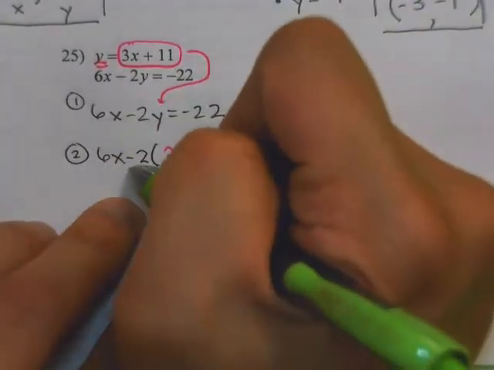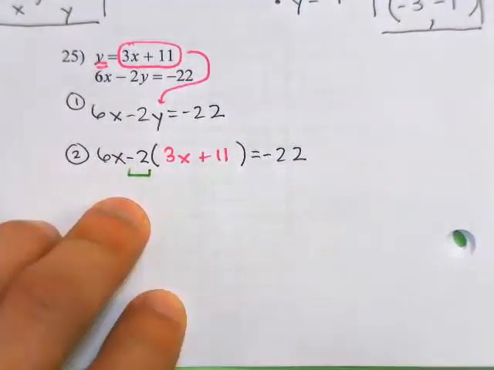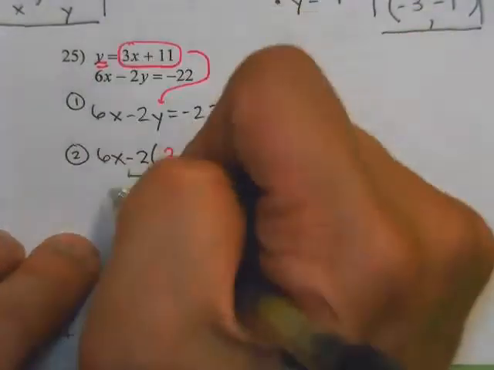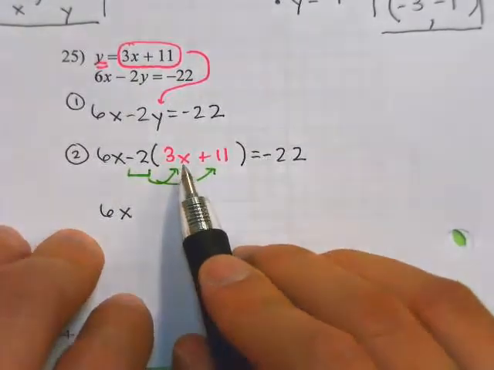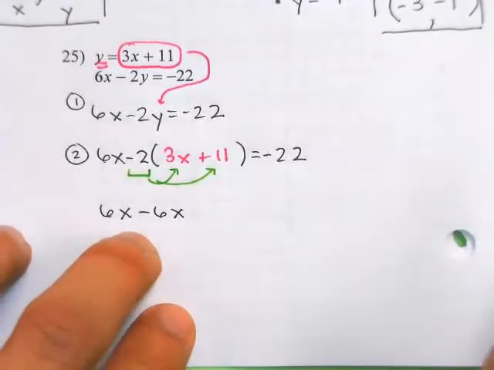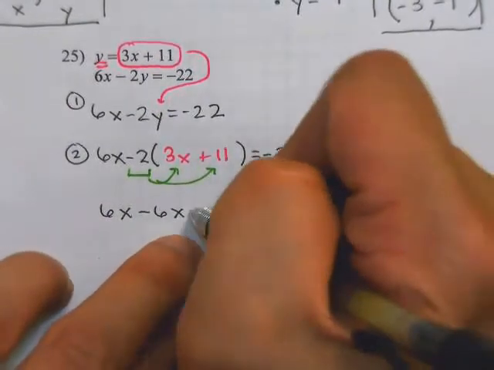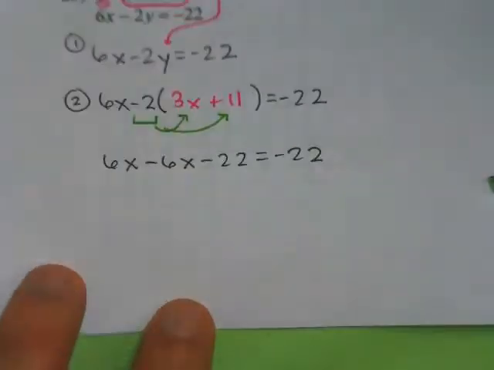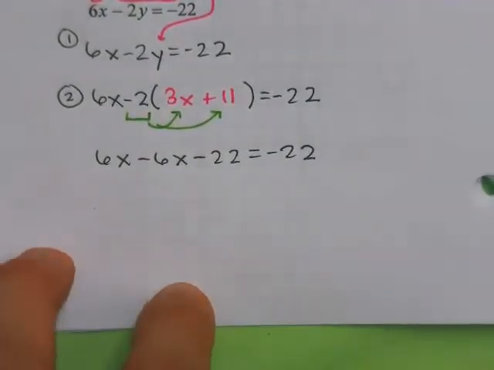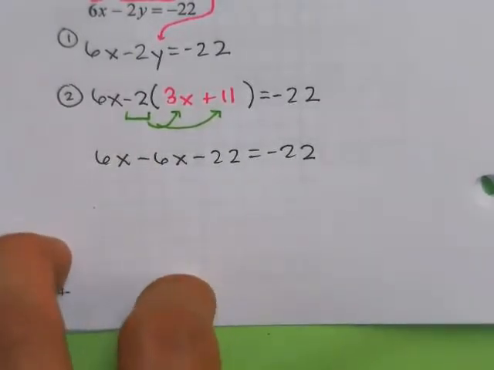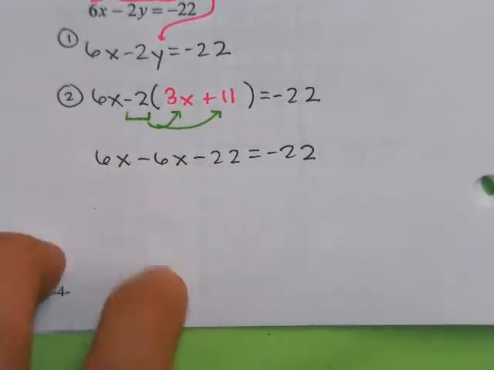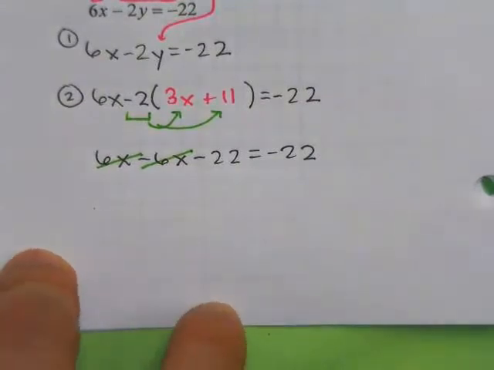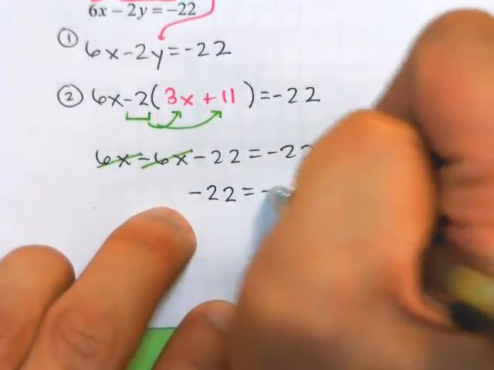Some of you are not distributing the negative sign along with the number, so please make sure if it's a minus something, distribute that negative sign. 6x. Well, negative 2 times 3 is negative 6x. Negative 2 times 11 is negative 22 equals negative 22. This is where special case number 2 is going to happen. What is 6x minus 6x? 0. This is going to zero out. Negative 22 is equal to negative 22.